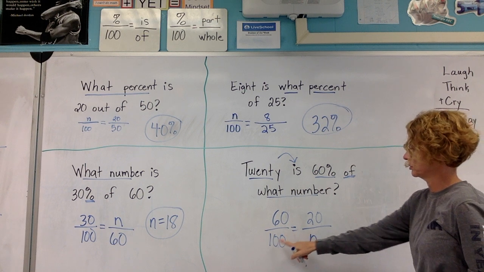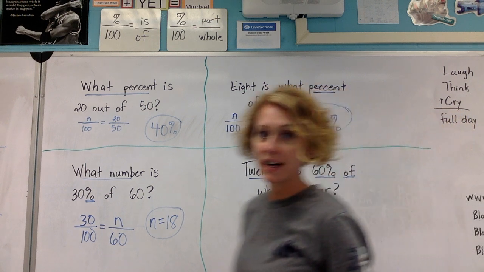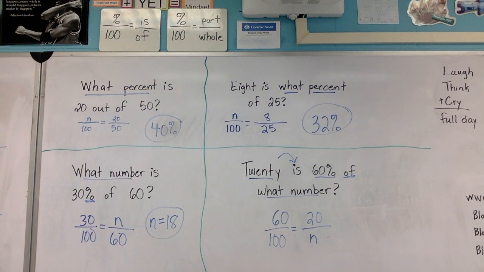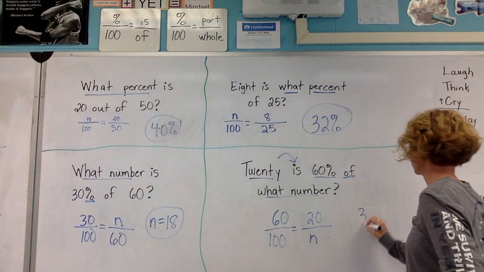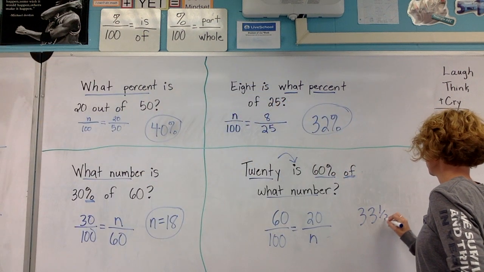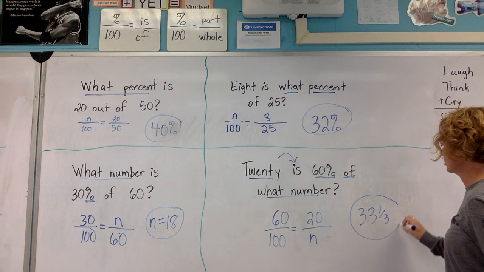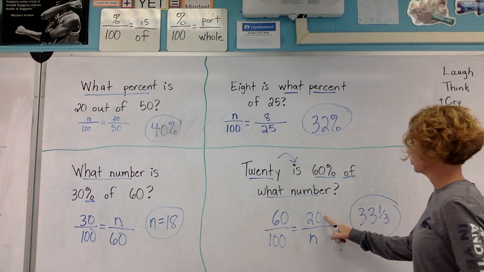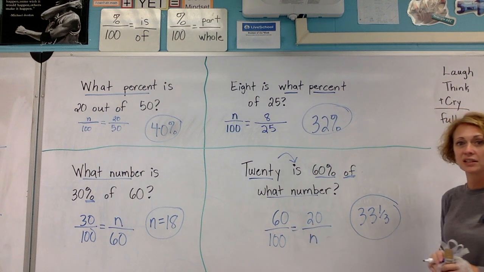How would I solve this one? Cross multiply. 100 times 20, and then divide by 60. It's going to give me 33.3 repeating, which is the same as 33 1/3. So 20 out of 33 1/3 is really 60%.